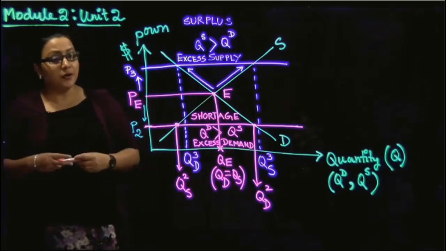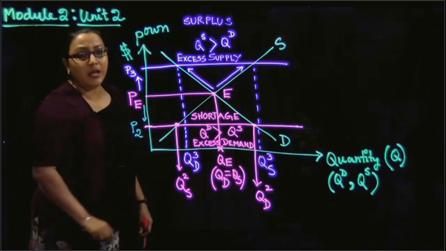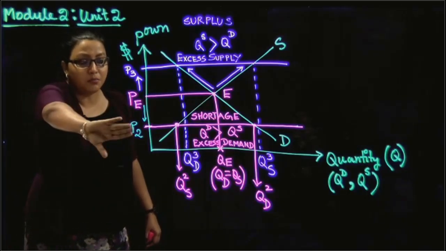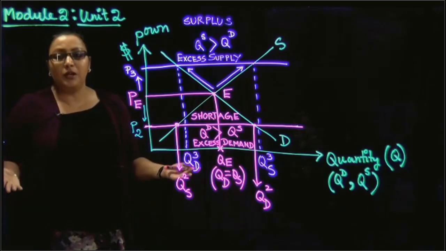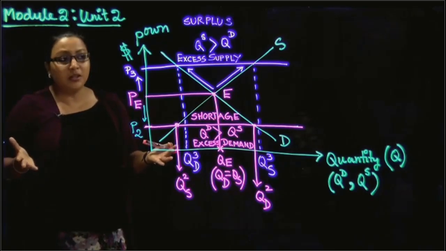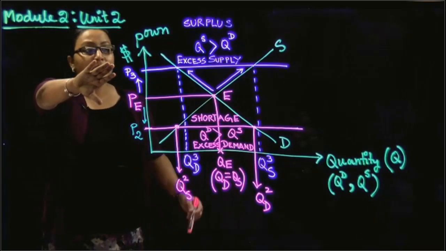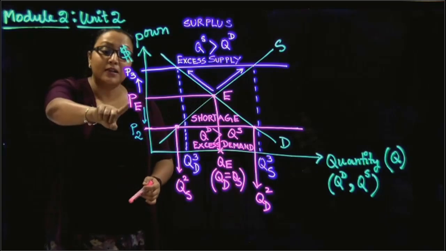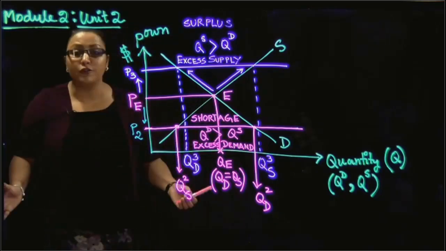So from this diagram we can say that whenever the price moves away from the equilibrium, that means whenever there is an increase or decrease in price away from the equilibrium, always there is a disequilibrium created in the market, a disagreement created in the market between the buyers and the sellers. If the price is higher than the equilibrium, then that disequilibrium takes the form of a surplus, and if the price is lower than the equilibrium, then that disequilibrium takes the form of a shortage.